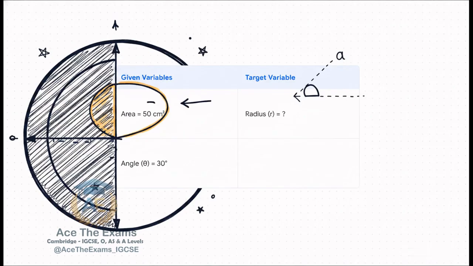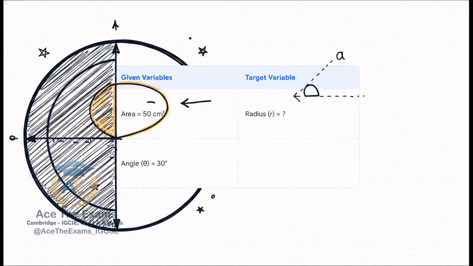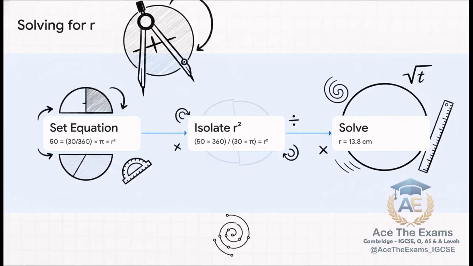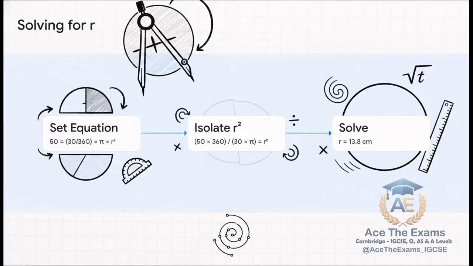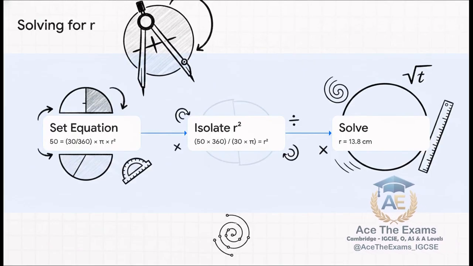Let's look at a worked example directly from our source material. The trick here is to cleanly separate what we know from what we need to find. In our given variables column, we know the area is 50 square centimeters and the angle, theta, is 30 degrees. Our target variable is the radius, r. Setting up your data visually like this is a game changer because it prevents you from getting lost halfway through the math. Let's walk through the scaffolding of this algebraic manipulation step by step so we completely avoid cognitive overload.